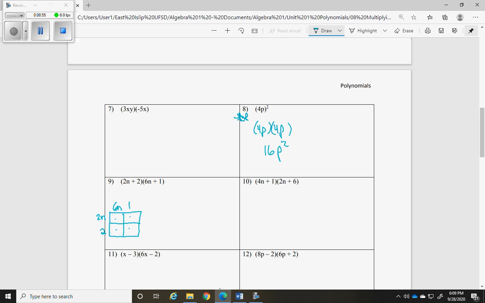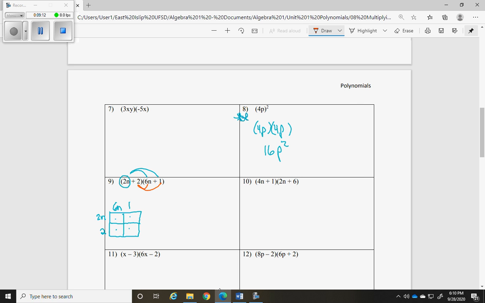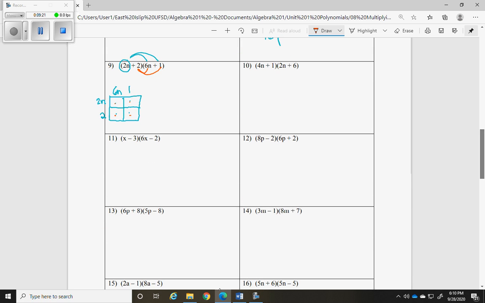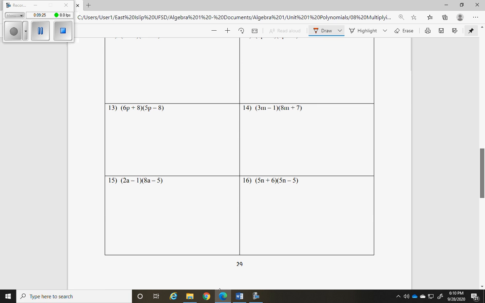If you were to distribute, remember you take this, you pretend that this isn't here, and you distribute it. And then, remember we were just pretending, so this really is here. And then you're going to distribute this. And then you'll get the same 4 things that we got in our box, and you'll combine like terms. So number 10 is the same, number 11 is the same, number 12 is the same. 13 and 14 and 15 and 16, they're all similar problems.